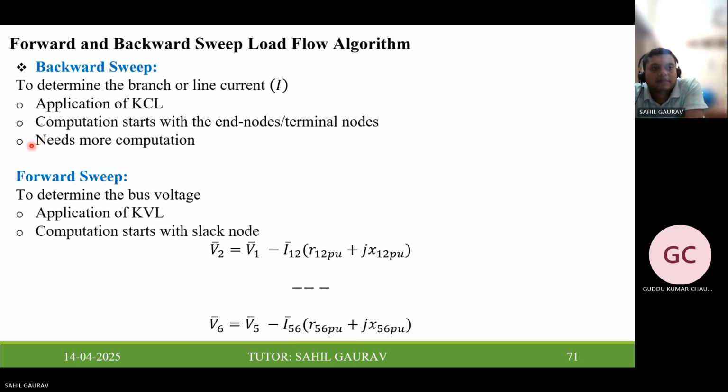So in the backward sweep, we determine the branch or line current, that is the application of KCL, and its computation starts with the end nodes or terminal nodes. It needs more computation, while in the forward sweep, we determine the bus voltage, and it is the application of KVL, and the computation starts with the slack node.